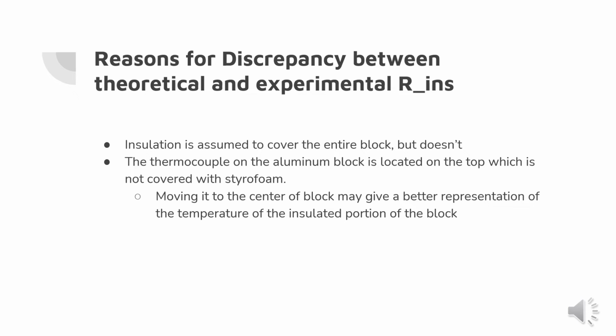Another discrepancy comes from the location of the thermocouple on the aluminum block, which is located on the top of the block. This location may not be giving us an accurate representation of the system performance. Placing the thermocouple at the center of the block, where it is further enclosed inside the insulation, may make the theoretical and experimental Q ambient values more related.